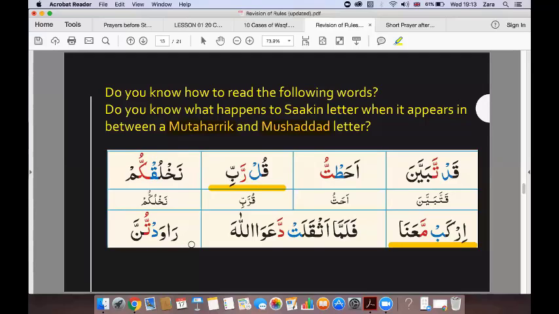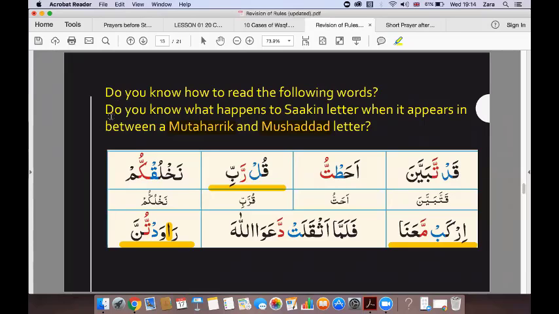And the final one over here. Rawattunna. That was almost right. So over here we have the alif madda. Rawattunna. Yeah, excellent. Well done. Jazakallah. Well done, A410.